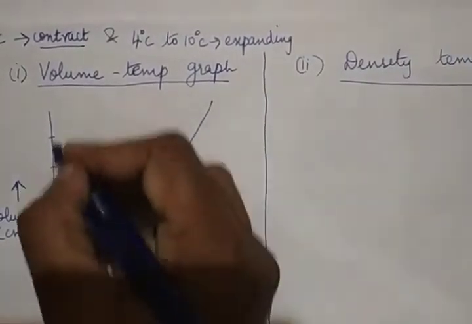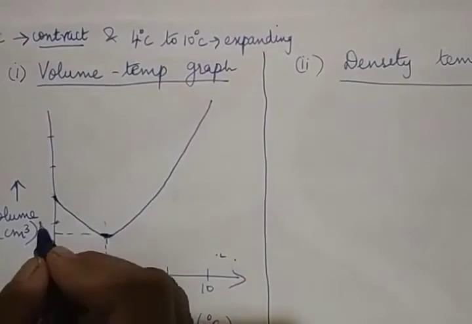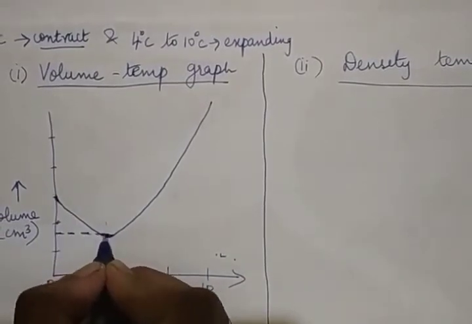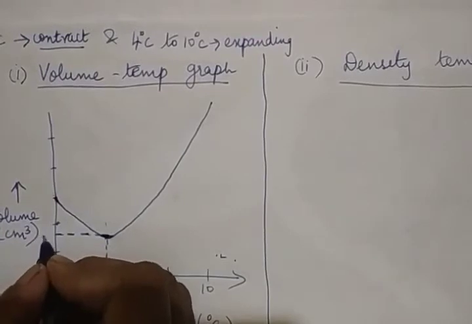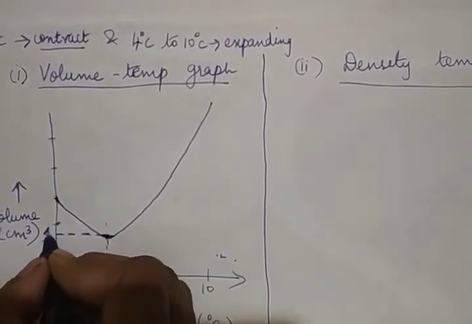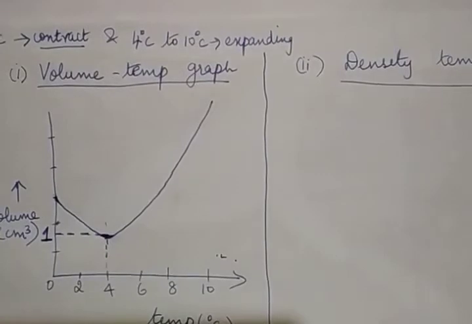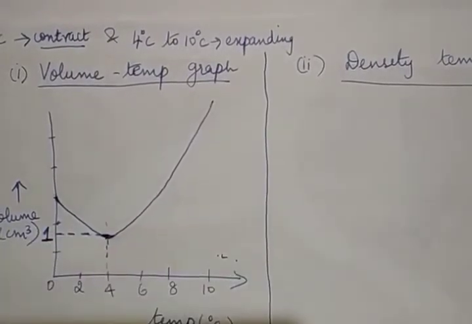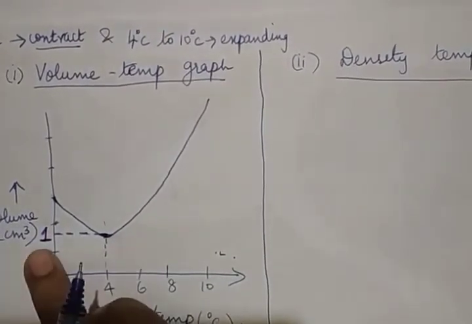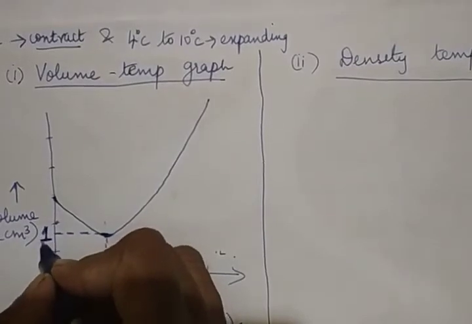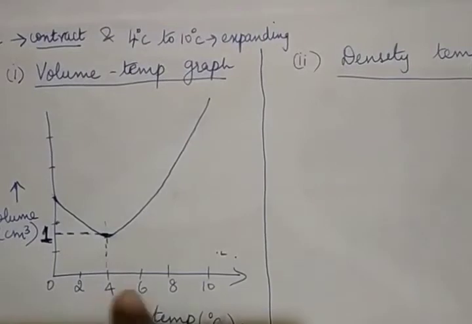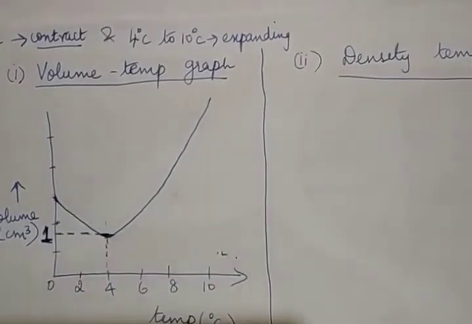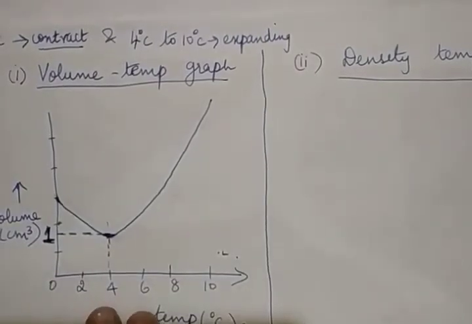Now in volume, one reading you have to remember, that is this reading. When the temperature is 4 degrees Celsius, volume will be 1, okay, volume of 1 gram of water in centimeter cube. So volume you will write it as number 1. Other readings you need not show, just write this as 1. 4 degrees Celsius and this will be 1. I hope you understood this.